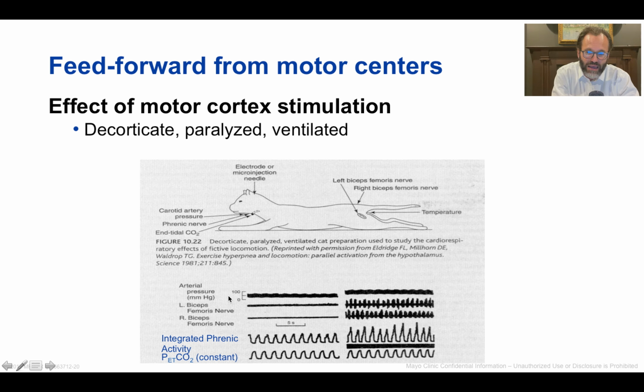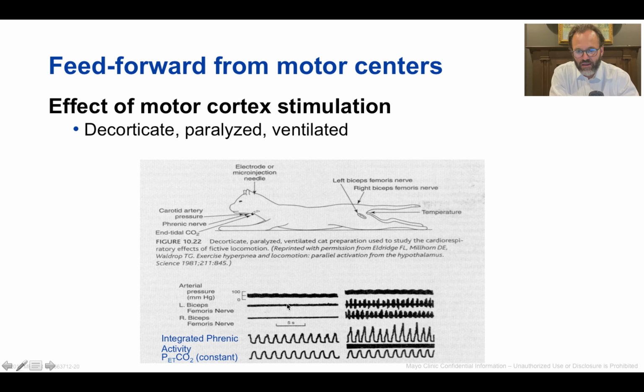And so when we look at the cat, what you can see here is, under baseline conditions, we've got arterial pressure here. We've got the biceps femoris nerve for both the right and left sides. You can see that there's really, of course, no activity from the stimulation perspective. They've got integrated phrenic nerve activity here, and you can see this is innervating the diaphragm. So the animal is ventilated and paralyzed. So this is just the endogenous level of phrenic nerve activity, and then end-tidal CO2, which is held constant here.